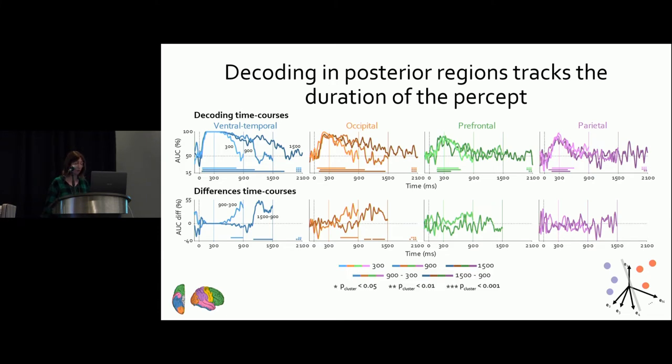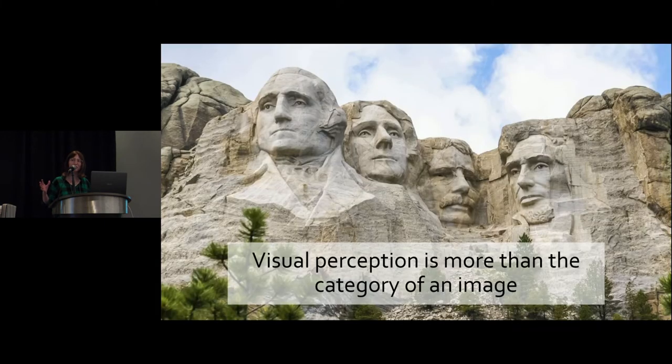But this is not all, because representation is more than perception, is more than a category of an image. Look to the left, you see a statue of a person. Look to the right, you see a statue of a person. But these statues of President Washington and President Lincoln are not consciously perceived to be the same. So after we looked at the neural correlates of sustained category information, we turned to examine sustained exemplar information.